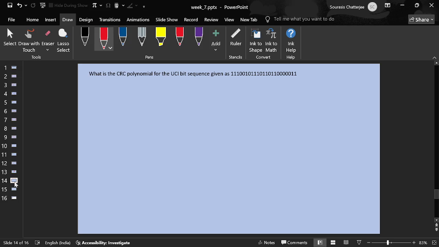So about this question here, we have a UCI bit sequence of certain length and we are supposed to find the CRC polynomial for it. So can one of you point out what are the different possibilities?